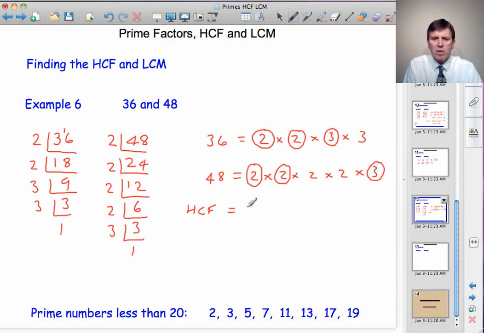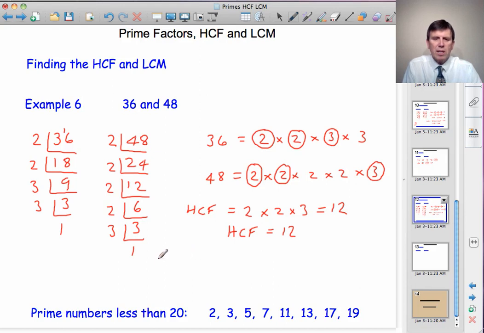So the highest common factor is 2 times 2 times 3. Both of them have 2 times 2 times 3 in them. 2 2's are 4, times by 3 is 12. So the highest common factor is 12. That means that 12 is the biggest number that will divide into both 36 and 48.